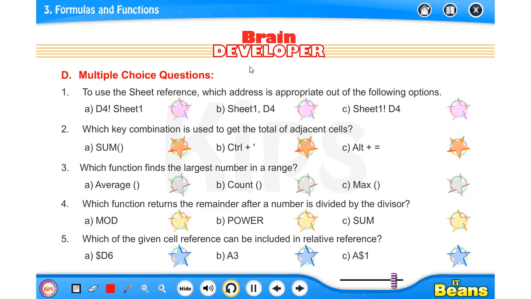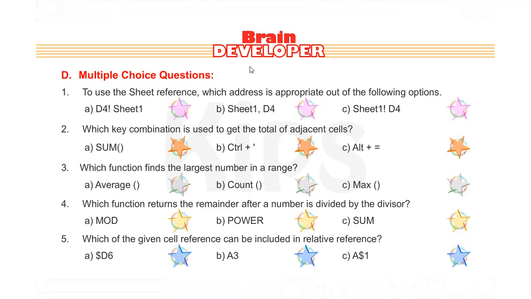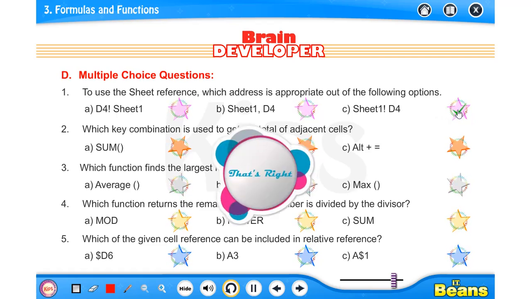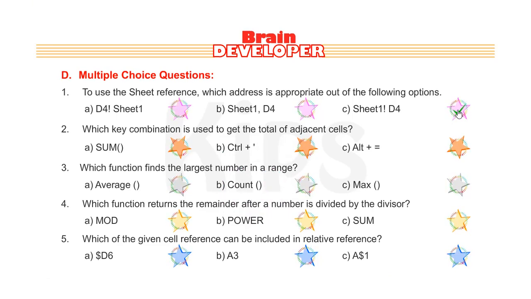So let me discuss MCQs first. Number 1, to use the sheet reference, which address is appropriate out of the following options? Which one is appropriate? So the correct answer is option C. Sheet 1, exclamation mark and D4.